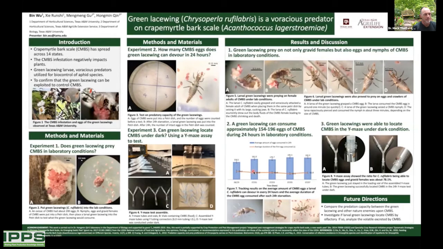Also, we did a white maize assay under dark using starved green lacewing larvae over 24 hours to check if they can locate crepe myrtle bark scale under dark. Interestingly, we found that 78.1% of the larvae were able to locate crepe myrtle bark scale in the assay. So, in this study, we confirmed that green lacewing is a voracious predator on crepe myrtle bark scale. For further research, we might extract and analyze the volatiles secreted by crepe myrtle bark scale, which could attract green lacewings. Thank you.